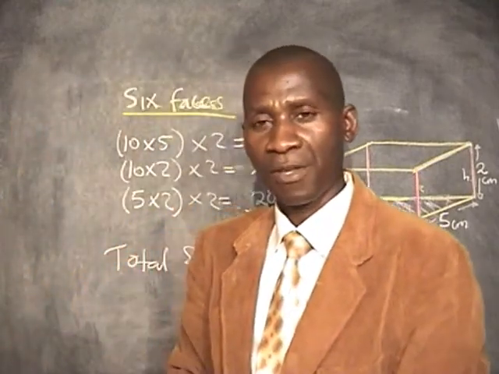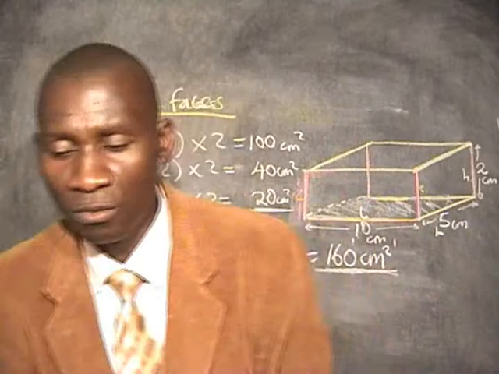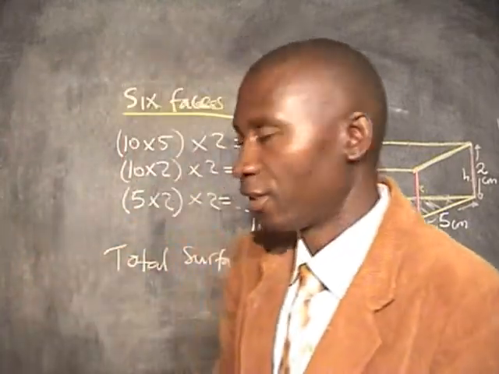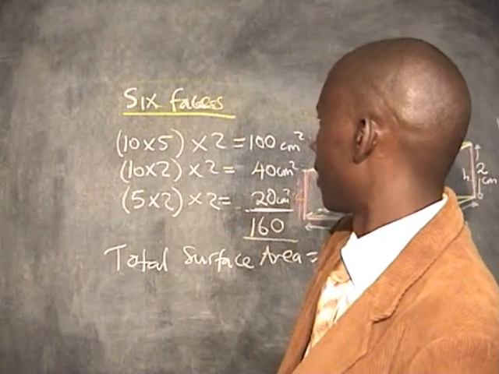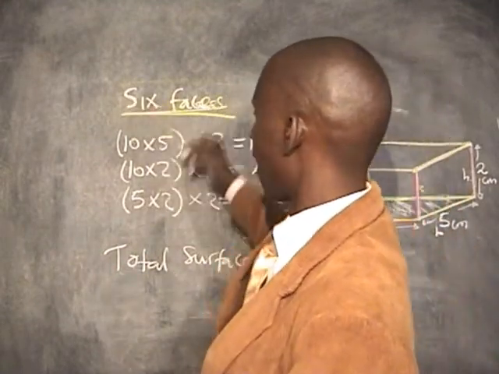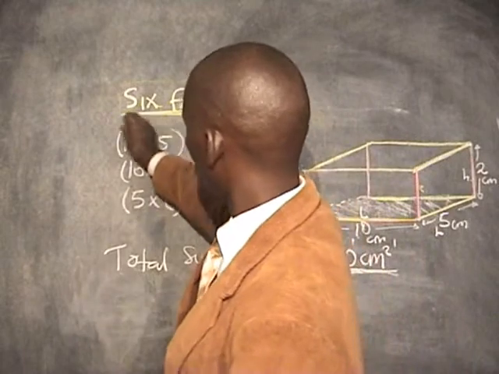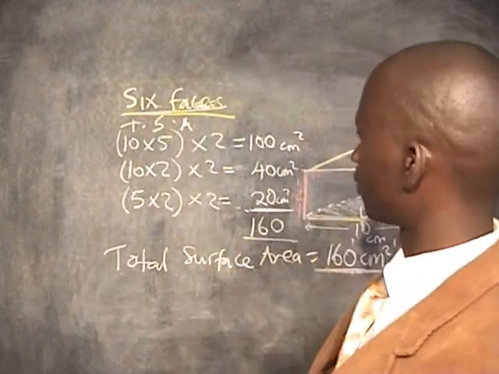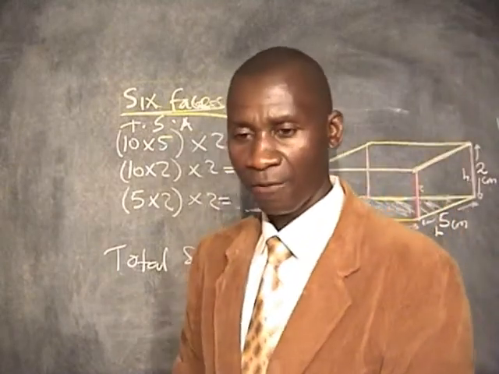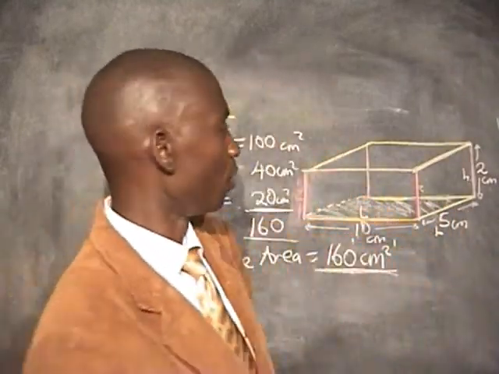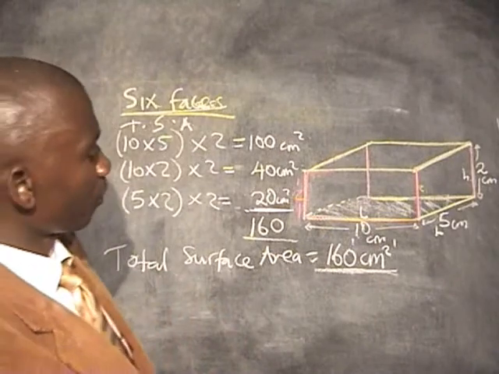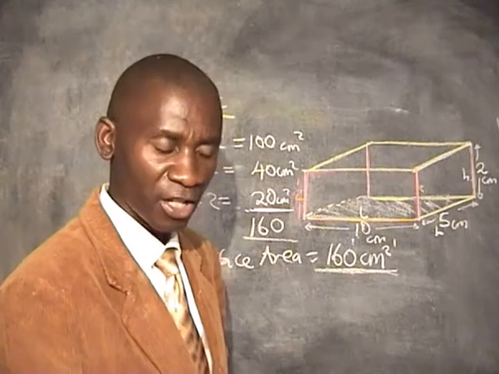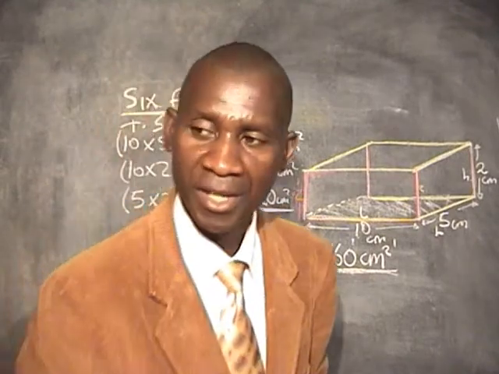So you have to be very careful, and again, you have to put in a lot of practice to understand these shapes. They are not all that difficult. Out of the six faces, I have managed to get the total surface area. At the same time, I have managed to get the volume. So we move on. We look at another shape, which is going to be a triangle, and see what we can get from the triangle.